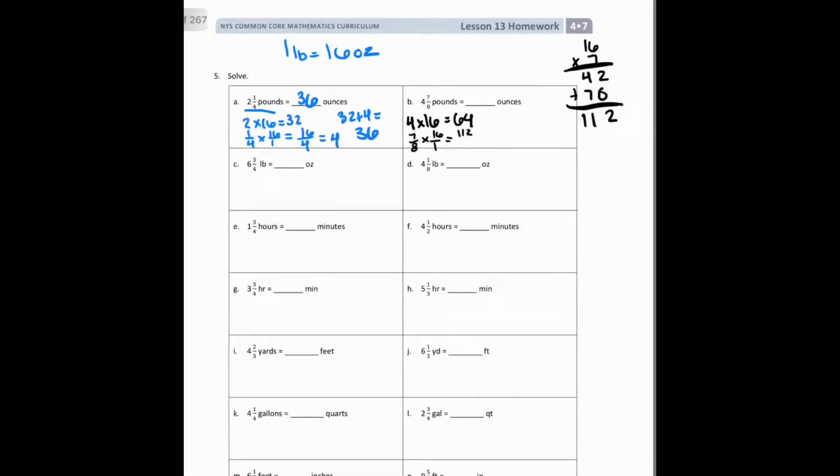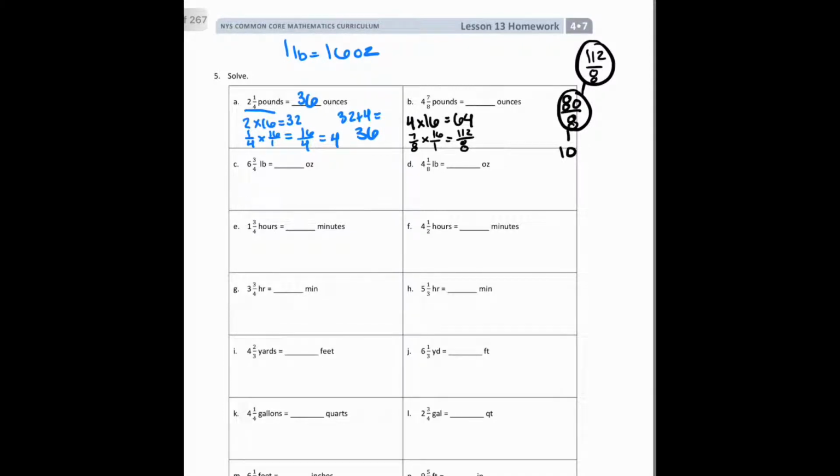And then that's 112 eighths. And I need to figure out how many wholes that is. I can't just say 112 eighths ounces. So what I'm going to do is break that up because I don't know off the top of my head how many times 8 goes into 112. I know I could pull out 80. 80 eighths would be the same thing as 10 wholes, right?